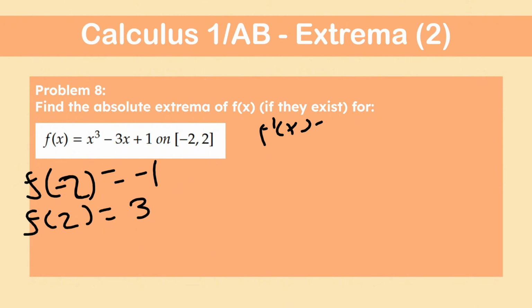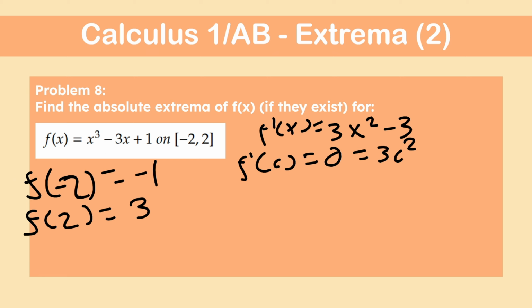F prime of x is equal to 3x squared minus 3. We're going to look for when f prime of x is equal to 0. So f prime of c is equal to 0, which is equal to 3c squared minus 3. Now you have 3 is equal to 3c squared. So these cancel out. We have 1 is equal to c squared, or that c is equal to positive or negative 1.